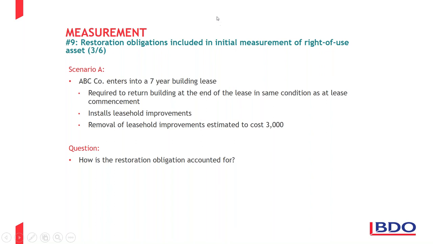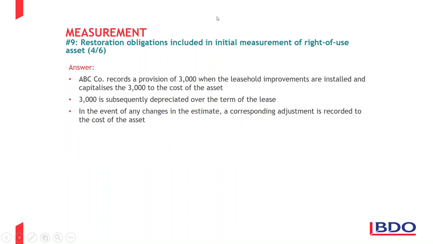So under the new IFRS 16, ABC records a provision of $3,000 when the leasehold improvements are installed, and that provision is recorded in terms of the current IAS 37 or AASB 137. And the important part is the debit of the $3,000 would go to the right-of-use asset. So therefore, that cost of $3,000 is included in depreciation over the term of the lease. And if there's a change in the estimate, you'll change your provision and you'll also change the cost of your right-of-use asset. Now, a lot of you would say, Aletta, fantastic, we get it, it's the same as IAS 16.